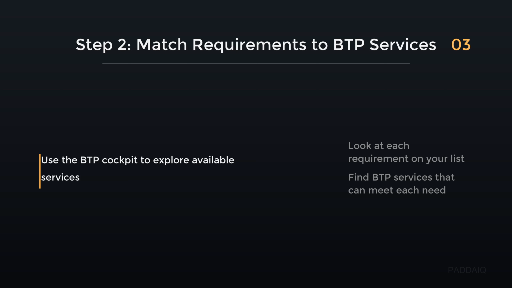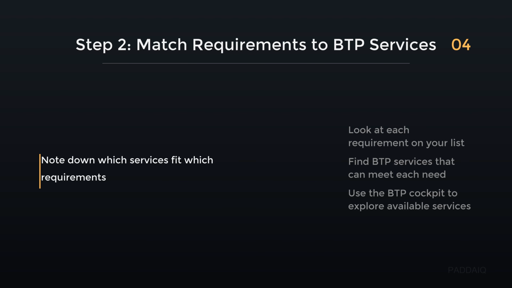Use the BTP cockpit to explore available services. This means you log into the web-based BTP cockpit to browse and see all the different services offered. For example, if you need a database, you can find the SAP HANA Cloud service listed there. This hands-on exploration is the best way to understand what tools are at your disposal.